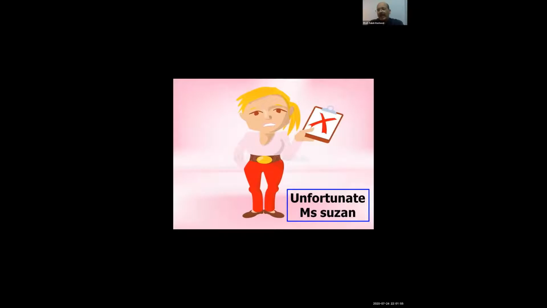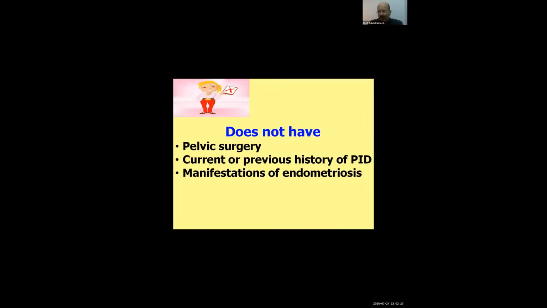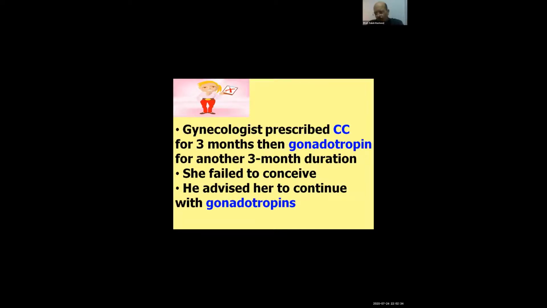Let us narrate the story of the unfortunate Mrs. Suzanne. During this story, we can see which U-turn the gynecologist should make. She is an elegant 24-year-old lady. She has a primary infertility of 1 year duration. She has a normal menstrual pattern. She was regularly ovulating, with normal semen analysis, normal histology, and normal transvaginal sonography. She does not have a history of previous surgery, current or previous pelvic infection, and didn't have manifestations suggestive of endometriosis. A gynecologist prescribed clomiphene citrate for 3 months, followed by gonadotropin for another 3 months. But she failed to conceive, and he advised her to continue with gonadotropin.